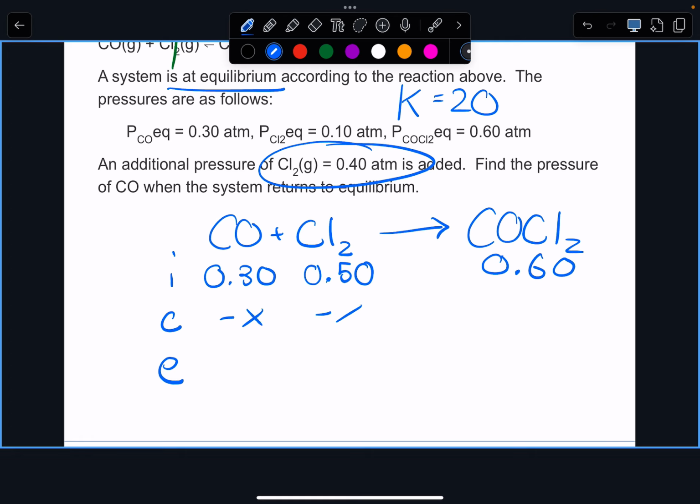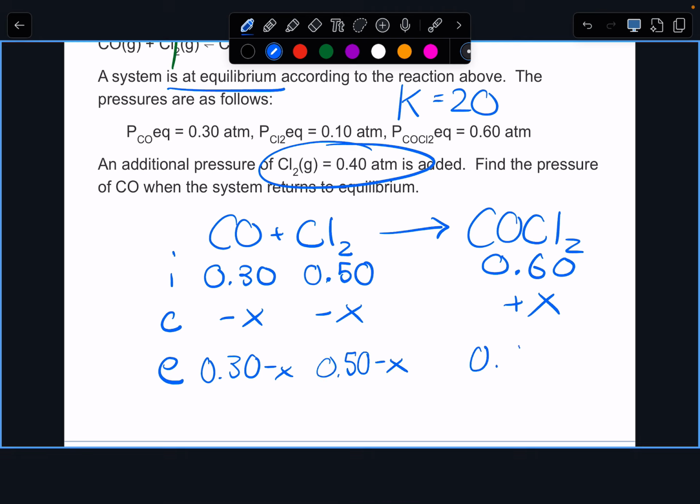So I know that the change is negative on this side and positive on that side because I'm making some COCl2. I really hope you guys aren't just memorizing negative here, positive there, shift that way. It's going to be a lot easier for you to keep it all straight if you picture the chemicals if you need to. CO and Cl2 are reacting, they're combining and forming a new molecule, right? That's why this side is positive, because they're making more of this stuff.